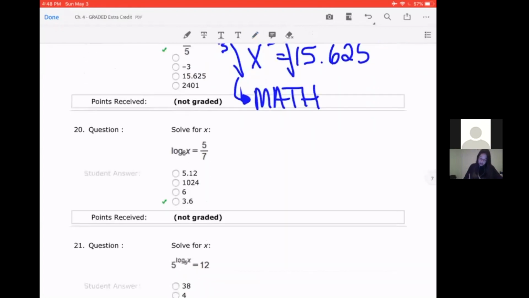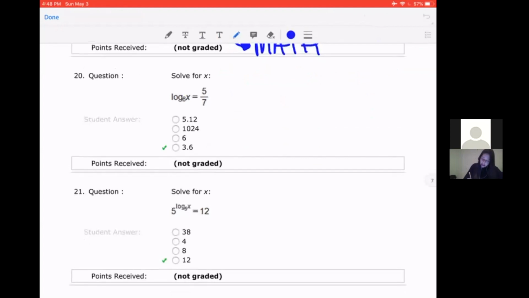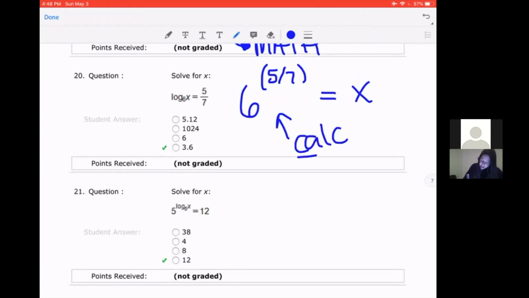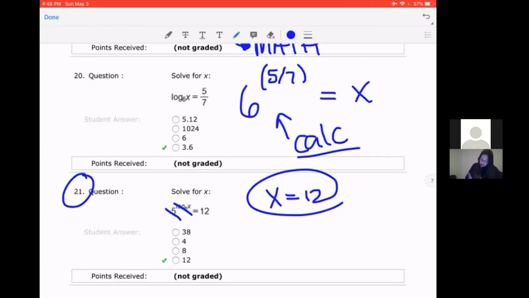So down here for number 20, same thing. Solving for x, you just want to rewrite this. You take the base, 6 to the power of 5/7 equals x. So now it's just a matter of putting that in the calculator. Okay, here for number 21, you can cross out the 5 and the log 5, and you just end up with x equals 12.